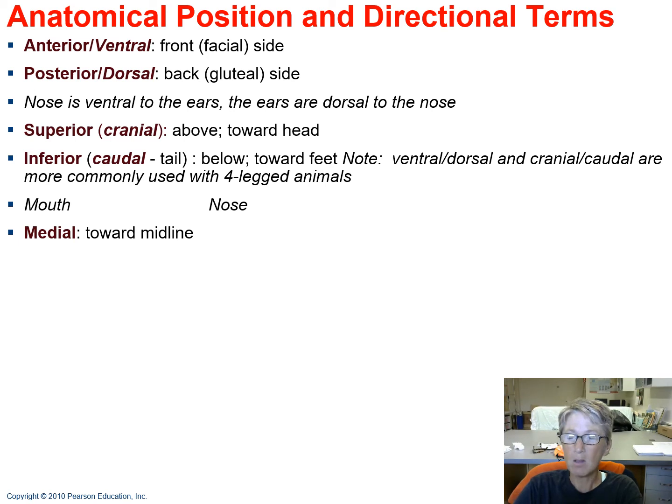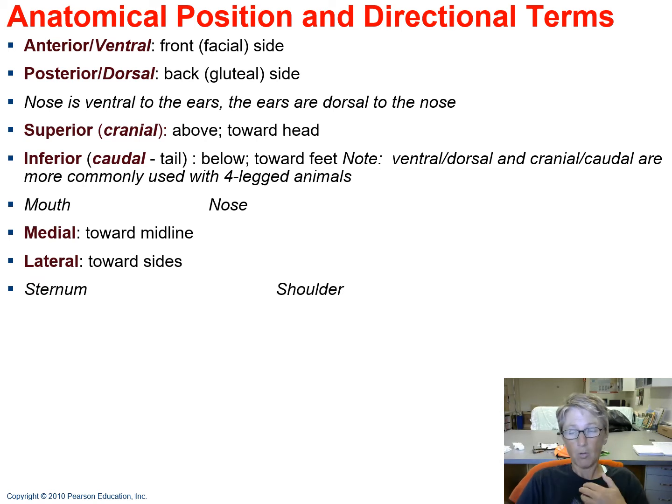Next term, medial, is toward your midline. So if you could cut your body in half, right and left sides, you'd have a midline. So if you're talking about a structure that's toward this midline, that's medial. If you're going out towards the side of your body, that's lateral. So you know that your sternum is here, and your shoulder is here. So the sternum then is medial to the shoulder, and the shoulder is lateral to the sternum.